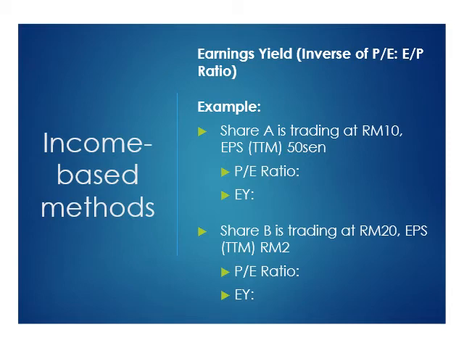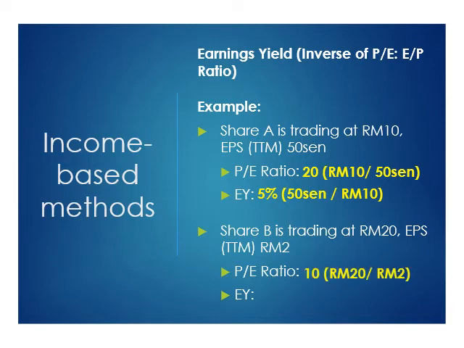For example, share A is trading at 10 ringgit with EPS of 50 cents. Therefore, its PE ratio will be 20. That means investors are willing to pay 20 times to get 1 ringgit of earnings of the company. And it has an earnings yield of 5%. Share B is trading at 20 ringgit with EPS of 2 ringgit. Thus, its PE ratio is 10, which means investors are willing to pay only 10 times to get 1 ringgit of the company's earnings. But it has an earnings yield of 10%.